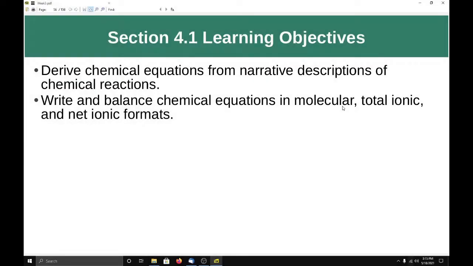So in chapter 4, we're going to start talking about how we're going to use the tools we have so far to actually describe reactions. We're going to talk about how we write these, and then talk about how we go about balancing them.